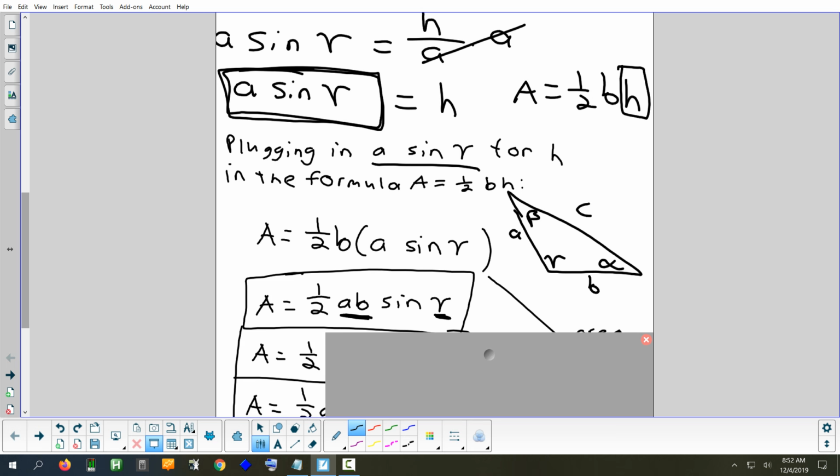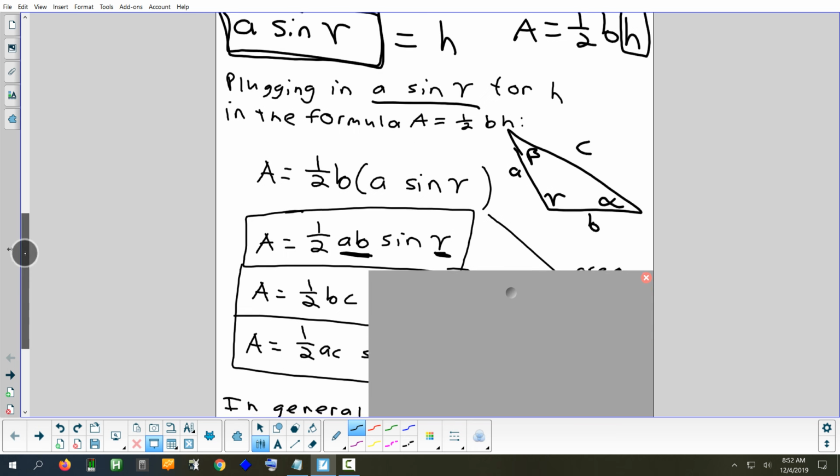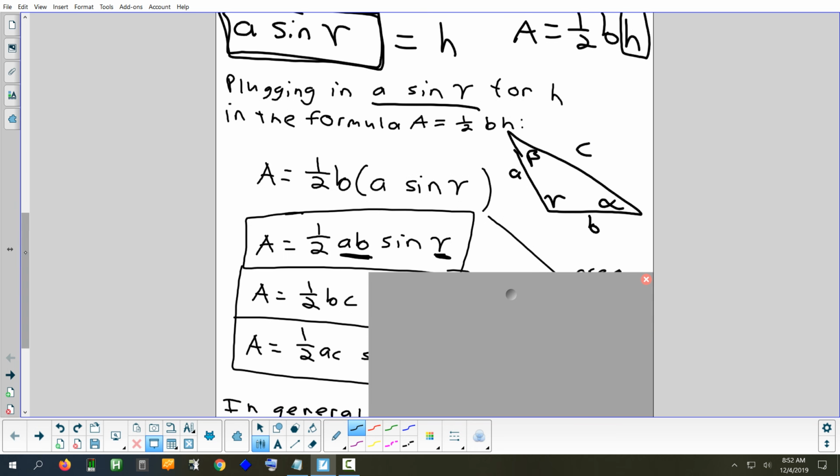You can know any two sides. These are all the same formula. You can have any two sides you want as long as you have the angle between them. That's the key. You have to have the one between. So look at the next formula: 1/2 the product of two sides, this time B and C. What's the angle between sides B and C? Alpha. Yep.